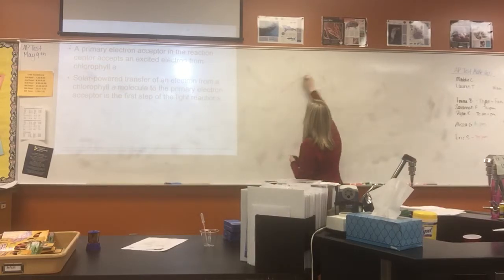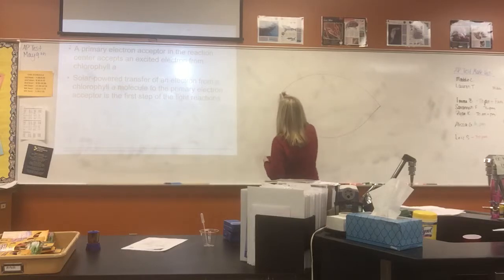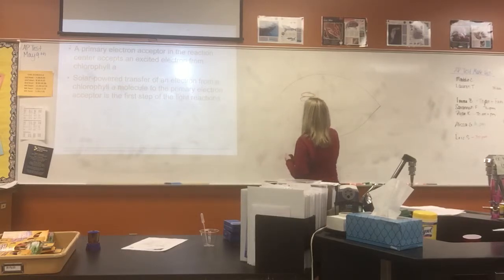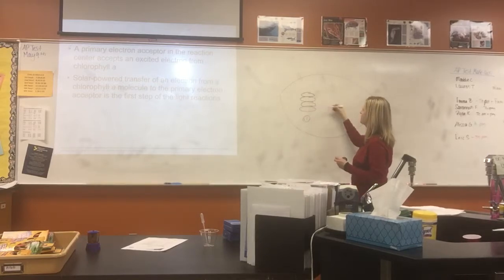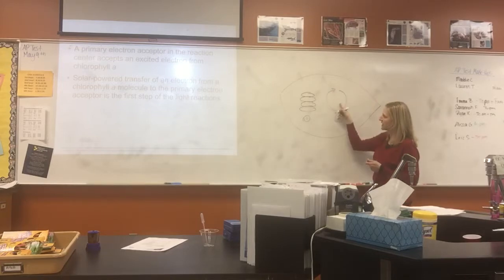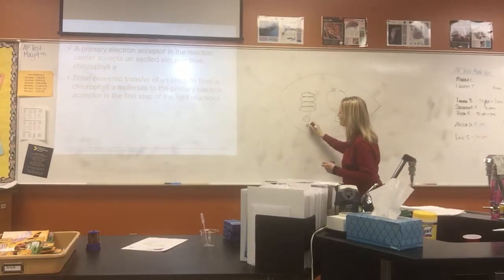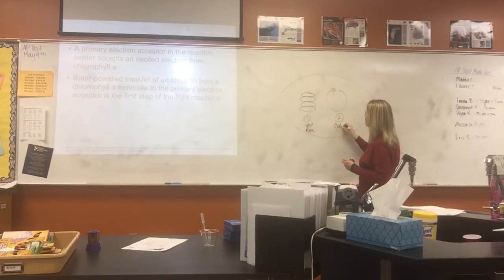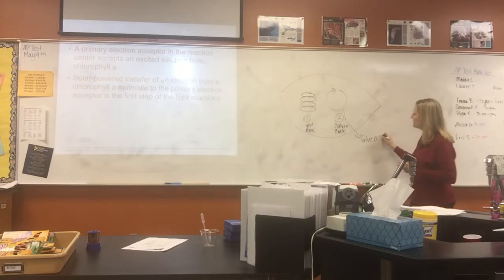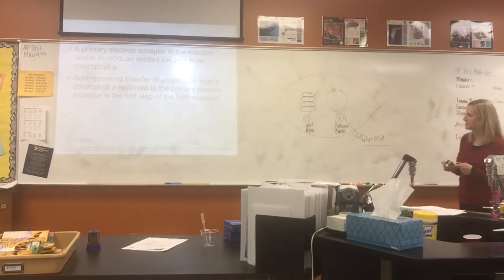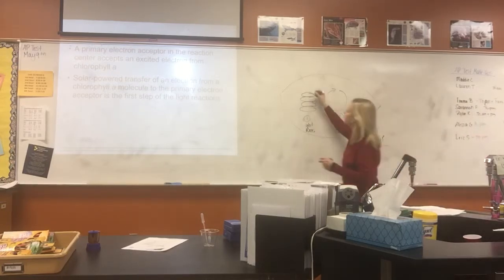The transfer of an electron from chlorophyll A to the primary electron acceptor is the first step of the light reactions. If you recall, here's your chloroplast. The first part of photosynthesis is the light reactions, which occur in the thylakoids. The second part of photosynthesis is the Calvin cycle. Again, big picture: the Calvin cycle is where you get your glucose, which is the whole purpose of photosynthesis, for the plant to make food for itself. So we're right here in the light reactions.